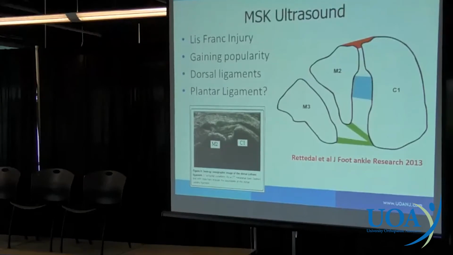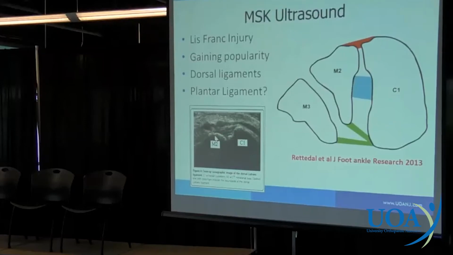Now, we talked about some of the new diagnostic techniques for Lisfranc injuries. We are now using ultrasound. This is your first cuneiform, and this is your second metatarsal. And this little gray shadow is the ligament, the dorsal ligaments between the two bones. And there's studies out there that show that the tension on this ligament changes with dislocation or subluxation.